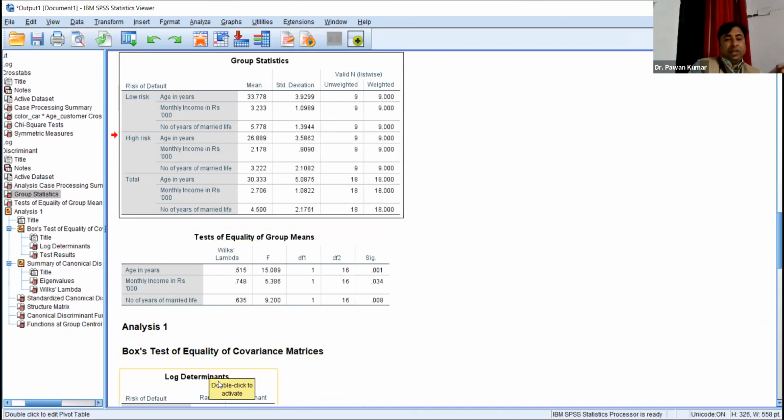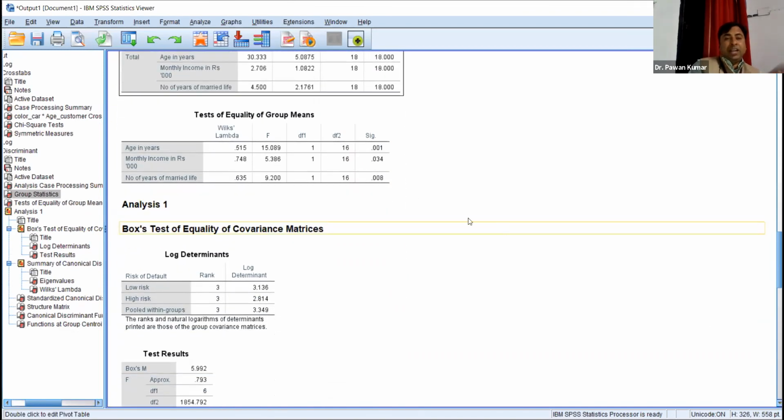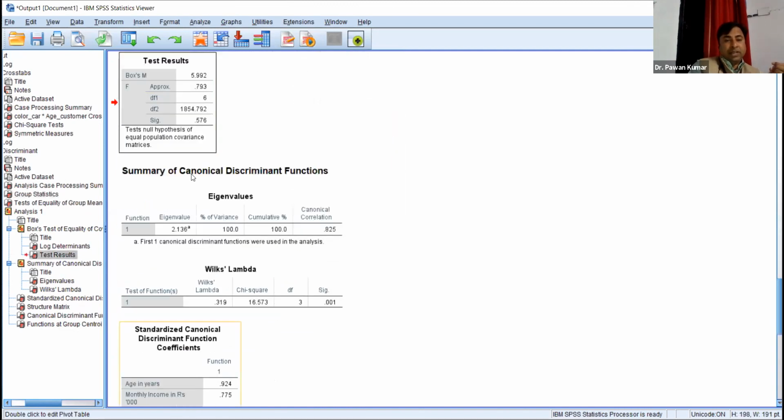And this would be your most important, the equality of variance should be there. So we can check from the Box M test. Box M is 0.57, where the p value is greater than 0.05. So we can say the equality of variance is assumed.